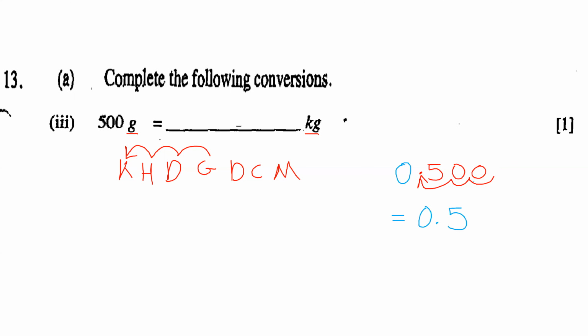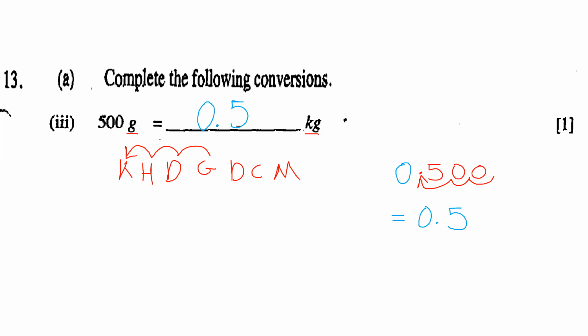Now we have the two zeros in the back, but we don't have to write that down because it's irrelevant, because 0.5 is the same thing as 0.500. So the answer here is just going to be 0.5. Okay, so 500 grams is equal to 0.5 kilograms. All right, moving right along.